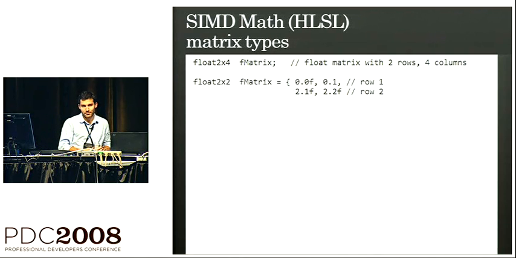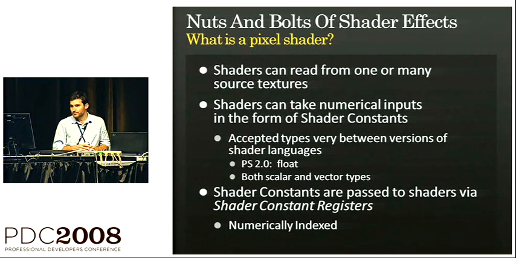There are matrix types. You won't be using these too much in WPF shaders, but they're there. You can define, I think it might be up to a 4x4 matrix. Maybe you can define larger than that, but I really haven't had much need for these. But they're there if you want to use them.